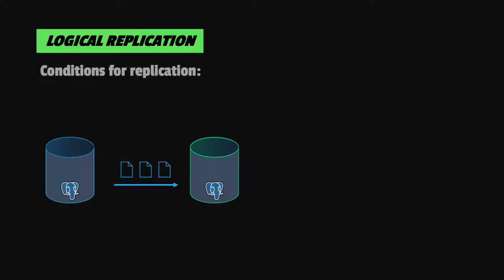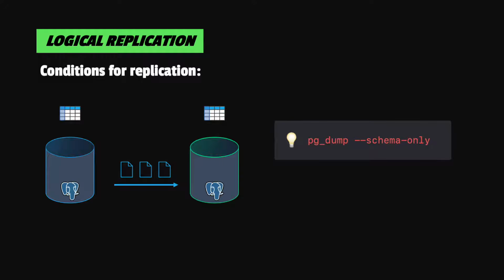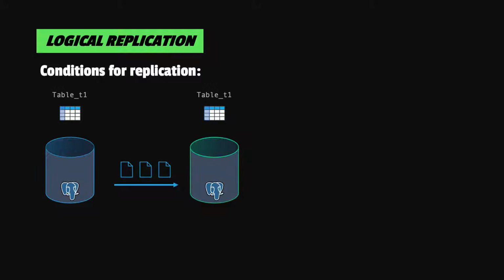As you may observe, there are some conditions which need to be met in order for the replication to work. First, the table must exist in both the publisher and the subscriber. We use the pg_dump command to create the table in the subscriber. Also, for the mapping to work, the name of the table has to be the same, the column names have to be the same, and also the type. However, the column order doesn't matter.